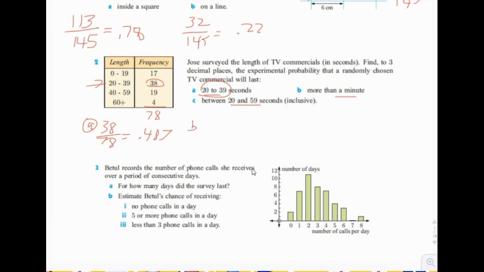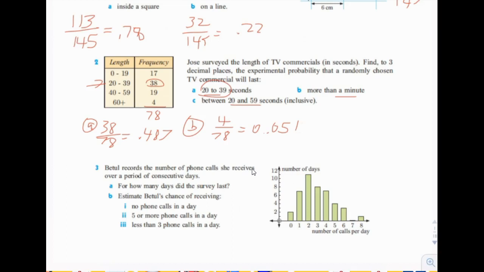More than a minute. So that would be 4 divided by 78, which would be 0.0513. Oh, but it asks for 3 decimal places. So 3 decimal places would just be 0.051, and that's it.